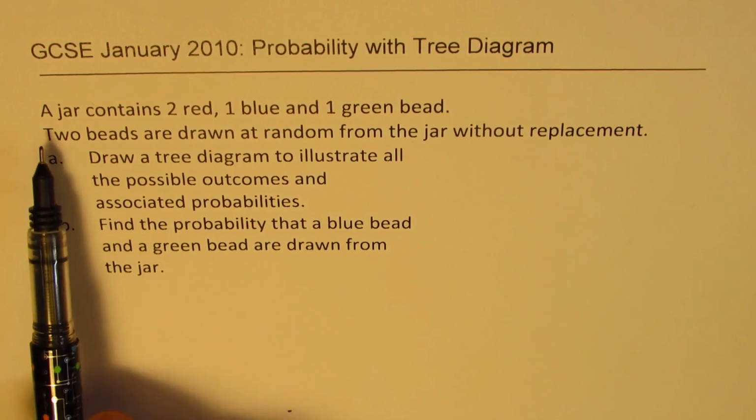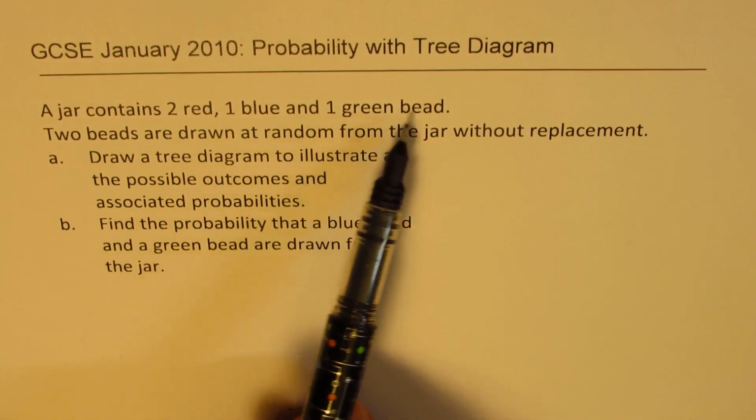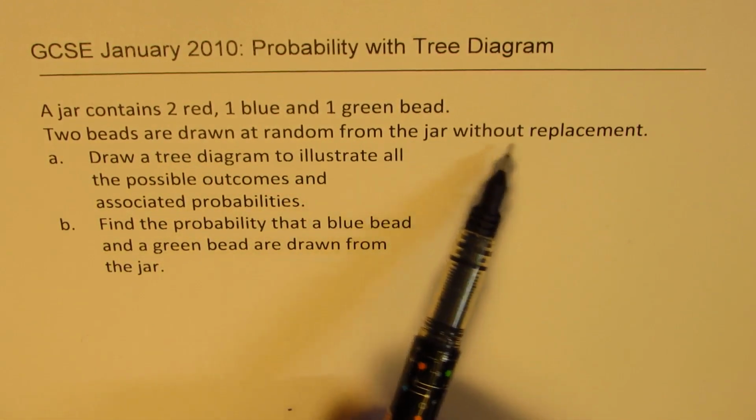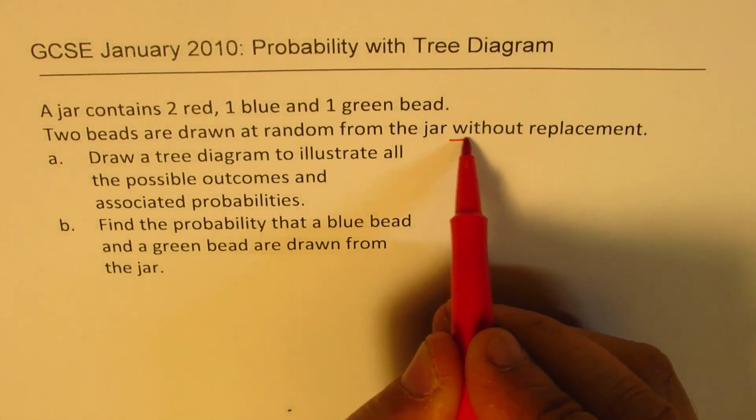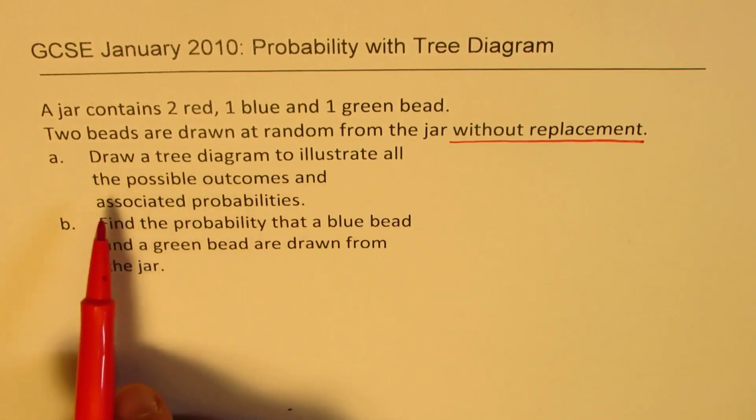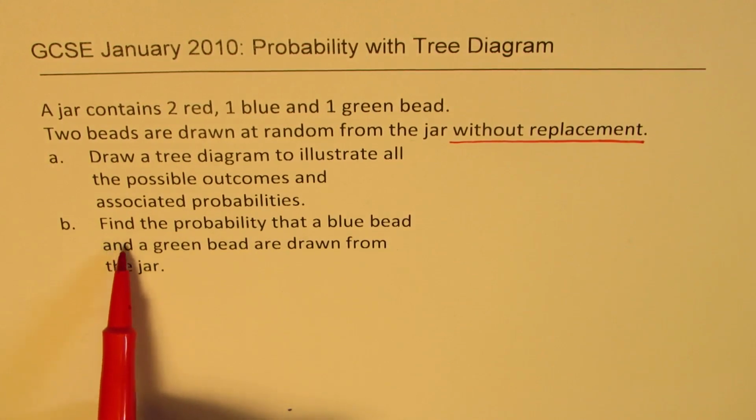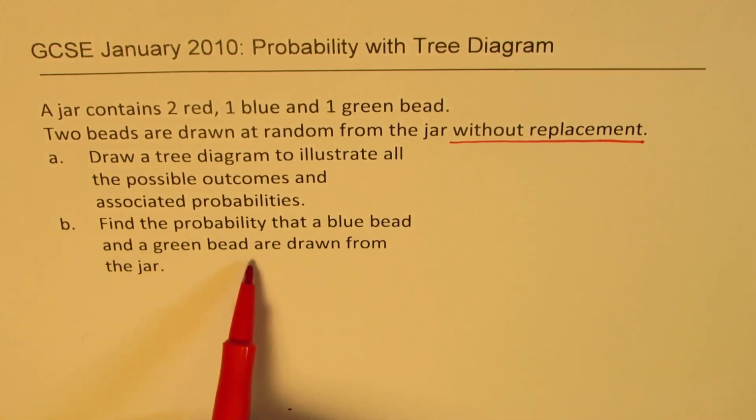The question here is, a jar contains 2 red, 1 blue and 1 green bead. 2 beads are drawn at random from the jar without replacement. So that's kind of important. Without replacement. Draw a tree diagram to illustrate all possible outcomes and associated probabilities. Find the probability that a blue bead and a green bead are drawn from the jar, right?